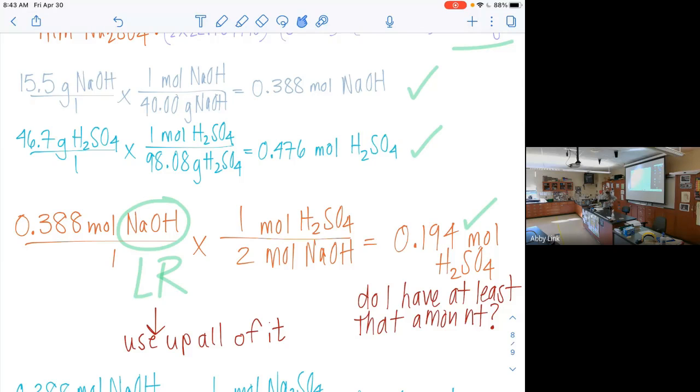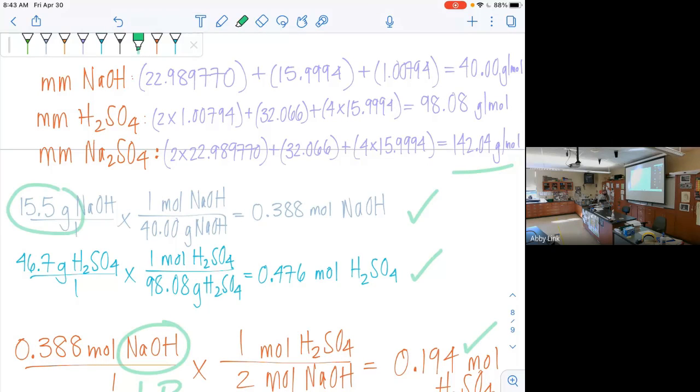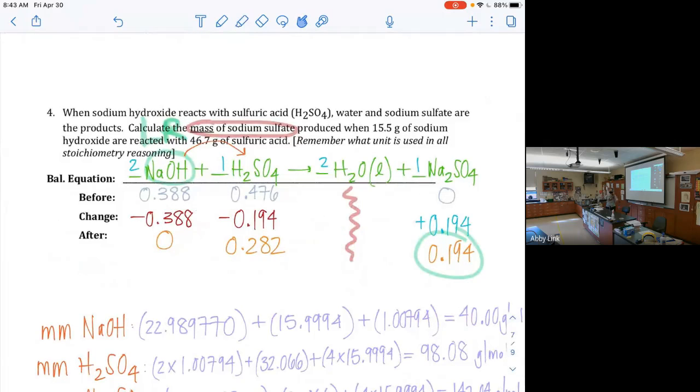Okay, for the first two that I calculated here, those are the beginning amounts because we were given the 15.5 grams and the 46.7 grams of the H2SO4. I can't really give you a problem that's really different from all of the practice that we've done. You're always going to get the starting amounts of both of your reactants for a limiting reactant problem, so those values always go in the before row, because that's what we start the reaction with.